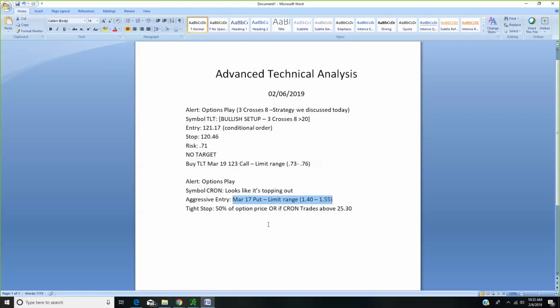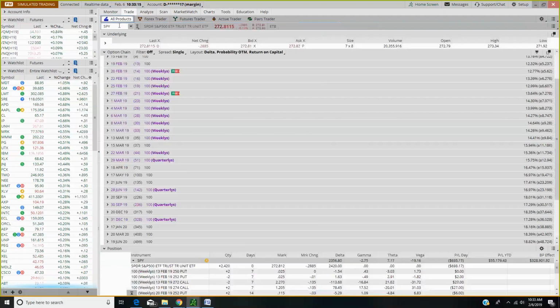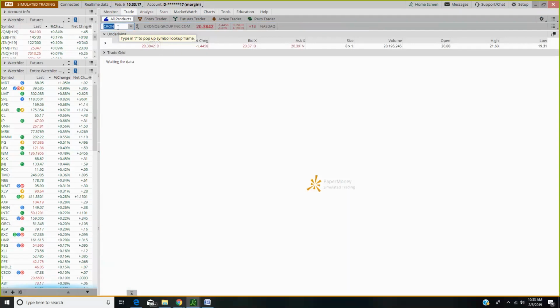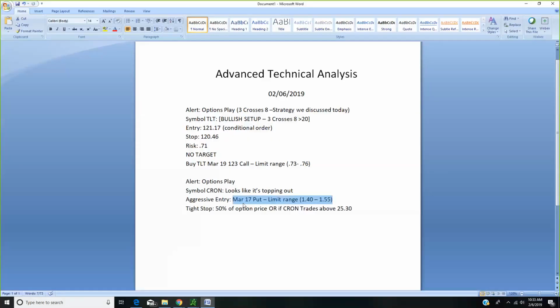March 17 put limit range. This is what you would have done. Let me do it in paper money in case I can really place the trade. I'm not going to do it again in real money. So we go here and we're going to go to Cron. Okay, so you'll pull up Cron on your trade tab. The alert that I gave you was buy the March 17 put.